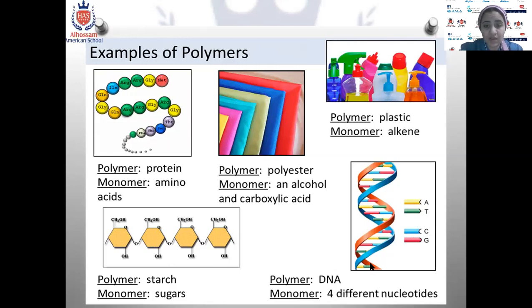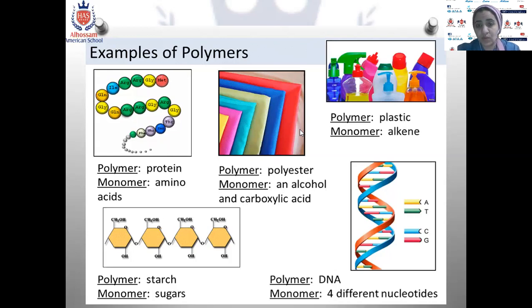We have another example, polyester. Polyester is a polymer. The monomers of this polymer are an alcohol and a carboxylic acid. So they are different kinds, 2 kinds of monomers. So which kind of polymer will it be? Copolymer. We have 2 repeating units, alcohol and carboxylic acid, to form the polymer polyester. This is of course human-made. Monomer alcohol and monomer carboxylic acid form the polymer polyester.